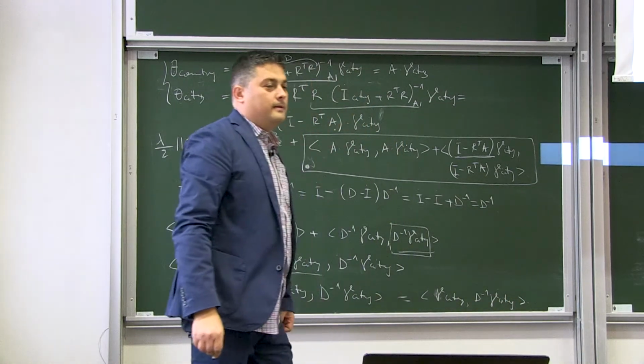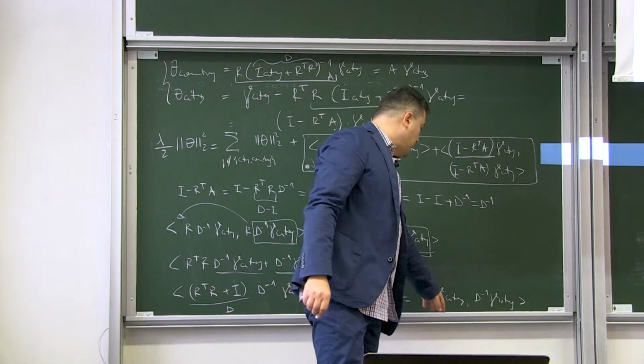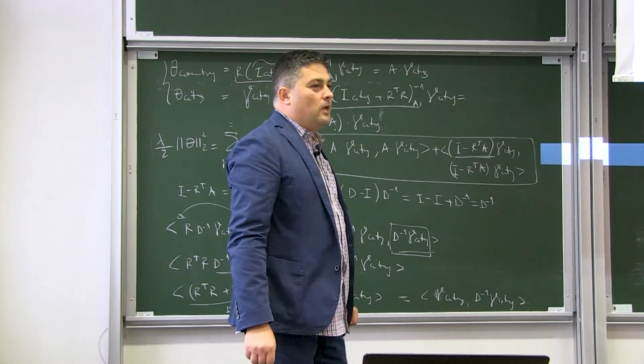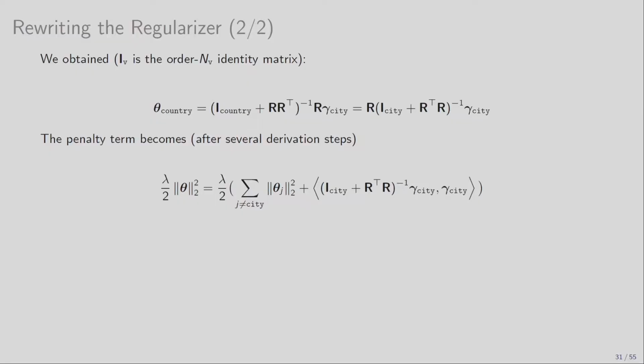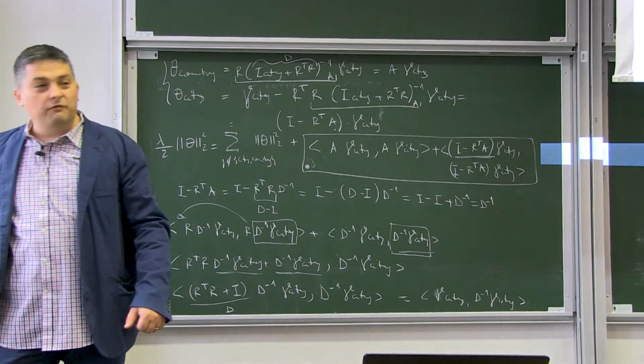Now this is obviously commutative, so it's the same as saying d minus 1 gamma ct with gamma ct. And what is d to minus 1? This is exactly the one we're looking for. So with a couple of simplifications, we actually get to a very nice, neat formula.